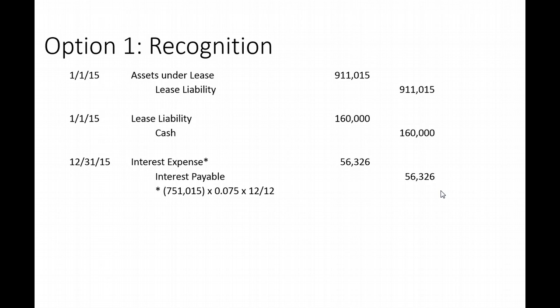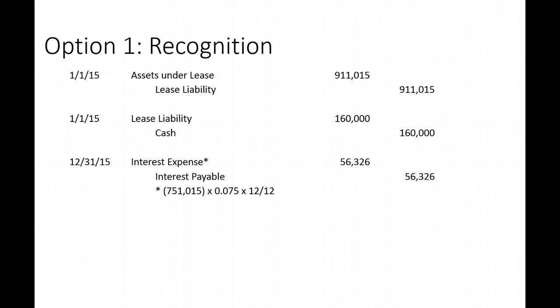The other adjusting journal entry that typically goes along with assets under lease is depreciation. Remember that the substance of the transaction is that I'm going to account for this as if I had purchased it. So even though it's technically assets under lease, I have to reflect the financial impact as if I had purchased this asset. And so assets under lease are depreciated just like if I owned assets.